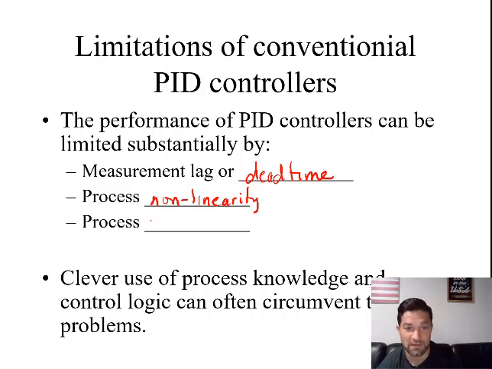And then finally, we have process constraints. Process constraints can be things like physical limitations, like tanks emptying, or they can be safety constraints, like systems becoming too hot, or tubes failing, or reactors being on the verge of thermal runaway. So here we'll look at clever use of process knowledge and control logic to circumvent some of these types of limitations.